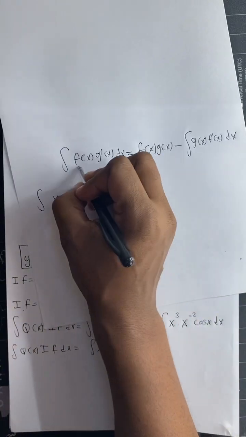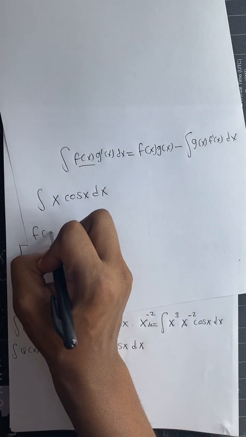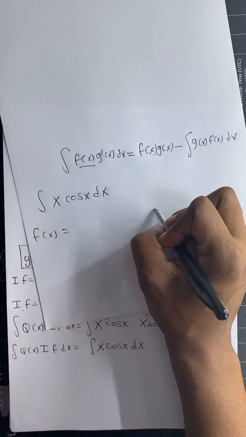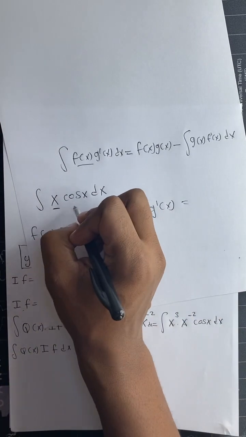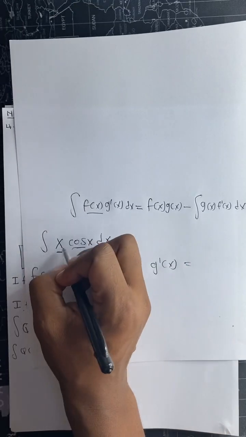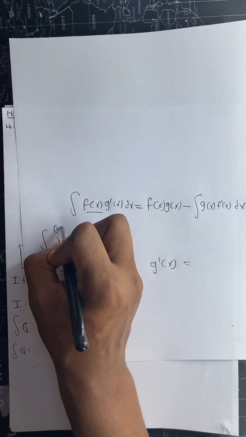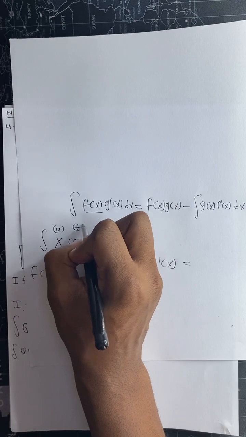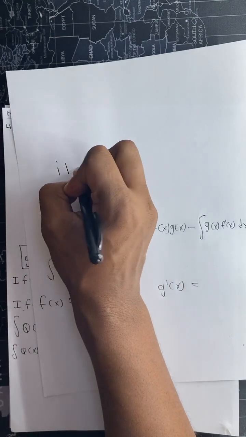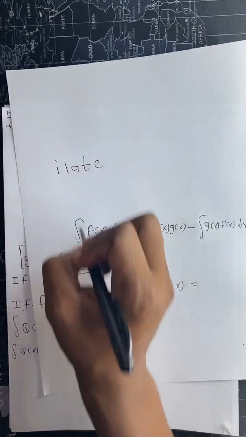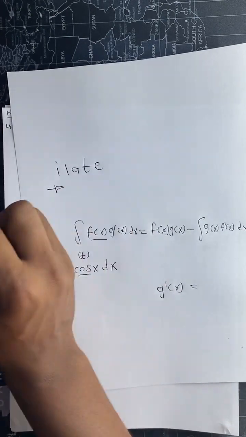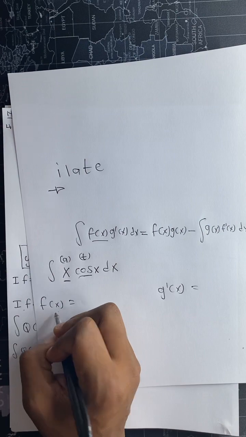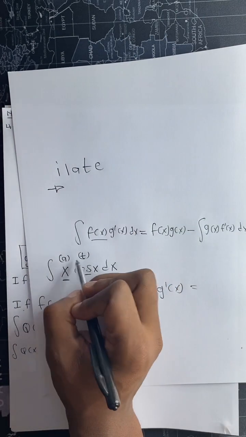So we have to determine which will be equal to f of x and which will be equal to g prime of x between this x and the cos x. The x is an algebraic function and the cos x is a trigonometric function. So we use the ILATE rule to determine which one will be equal to f of x. According to the ILATE rule, the first one that we come across going to the right will be equal to f of x.